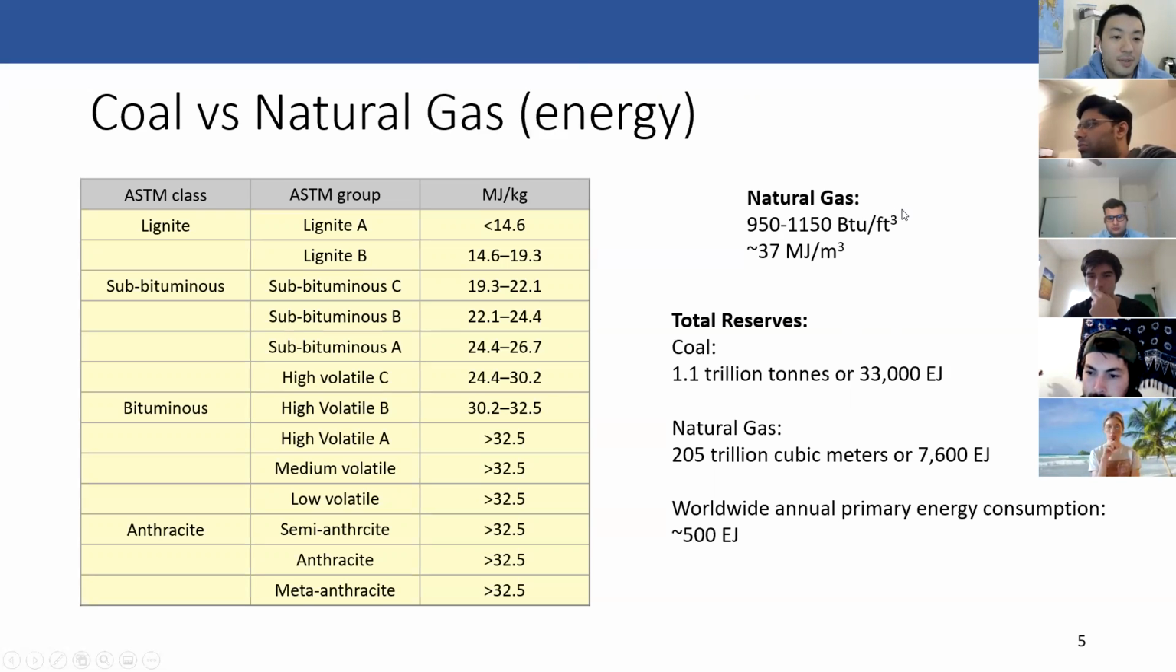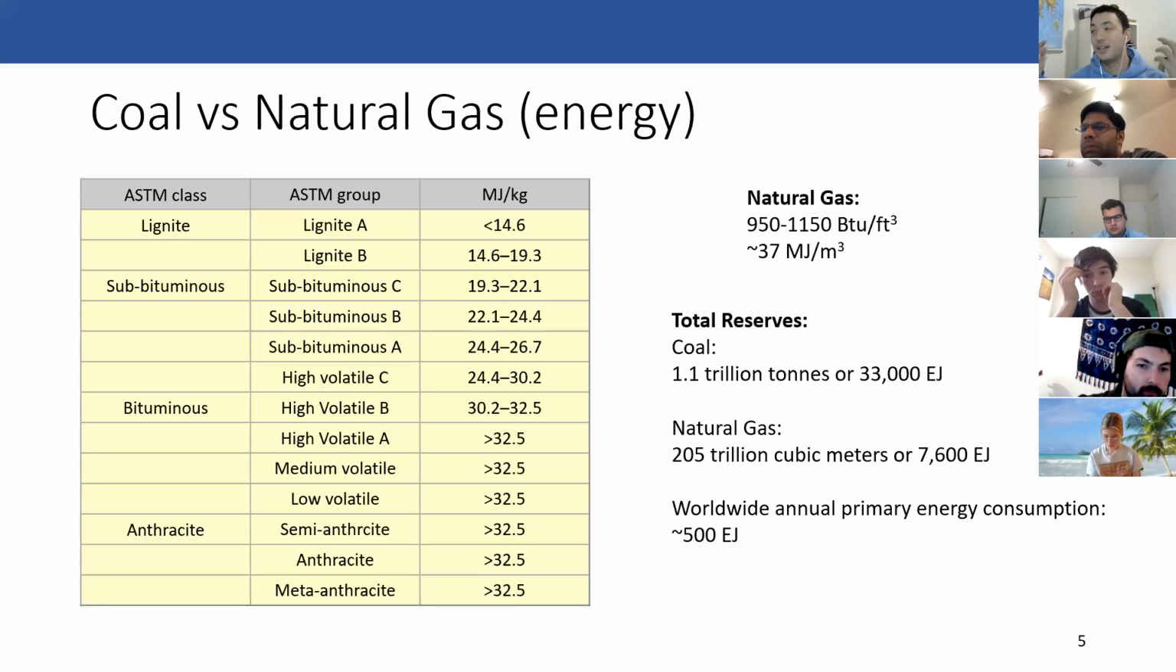Natural gas is measured a little bit differently, right? Because it is in a gaseous form. And as I mentioned before, when we were talking about BTUs, natural gas is around about 1,000 BTUs per cubic feet. And depending on the purity and density of the gas, you can have slightly lower or slightly higher energy content.